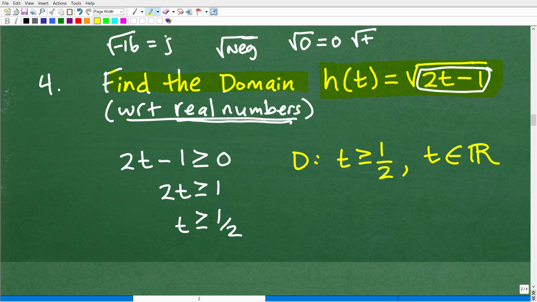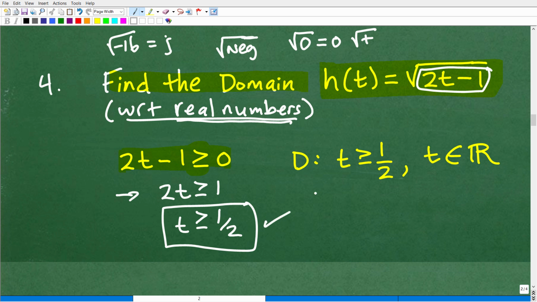So the way we do that, we say 2t minus 1 has to be greater than or equal to 0, and that's just a mathematical way of saying you have to be 0 or greater. So we're going to solve this inequality. I'm going to add 1 to both sides, and I get 2t is greater than or equal to 1. Then I'm going to divide both sides by 2, and I get t is greater than or equal to 1/2.